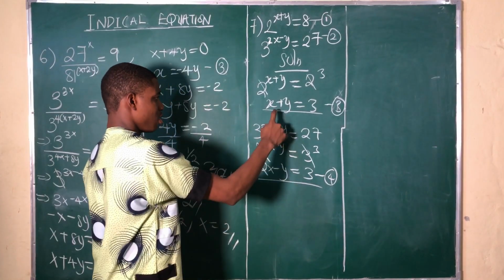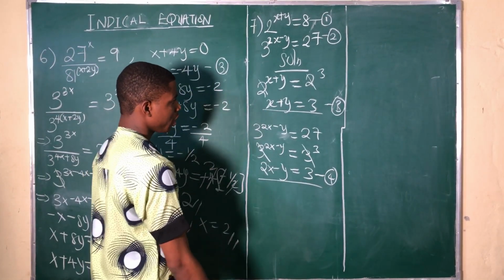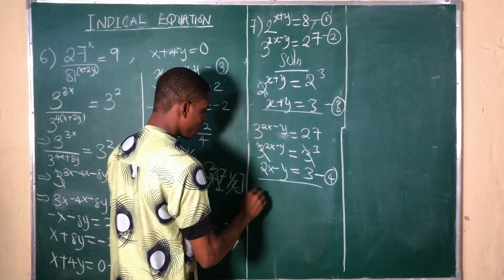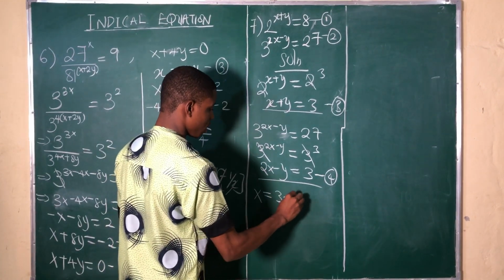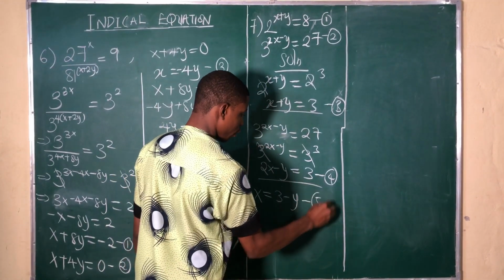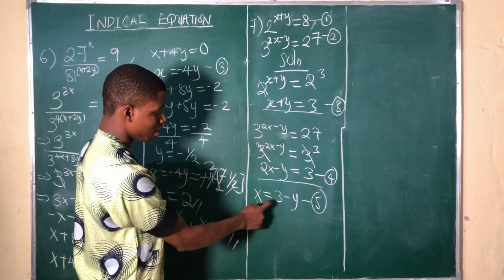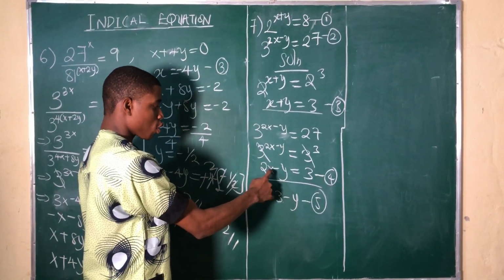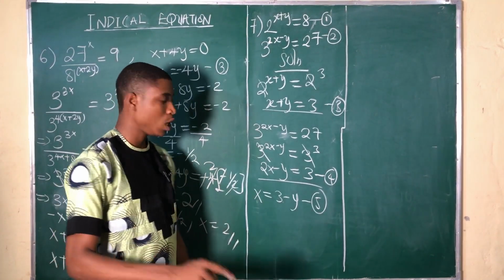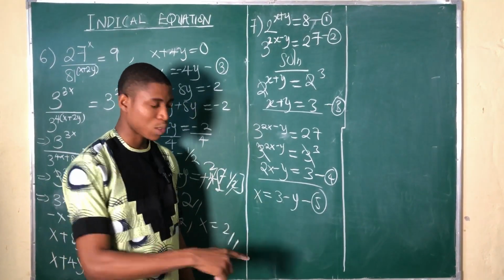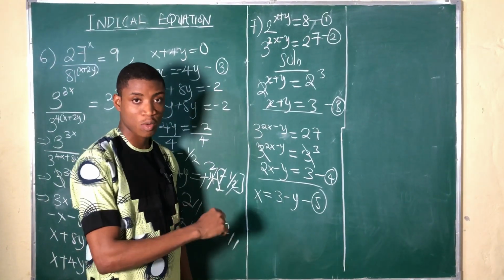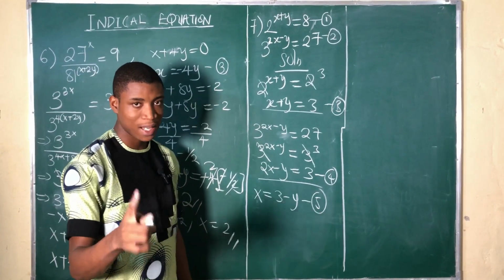Of course, let's work on equation 3. We're going to make x the subject of the formula from equation 3. You have x equals 3 negative y. Let's call this equation 5. We are going to substitute x as 3 negative y into equation 4. And so anywhere we see x in equation 4, we substitute x is equal to 3 negative y. I hope you get that concept.